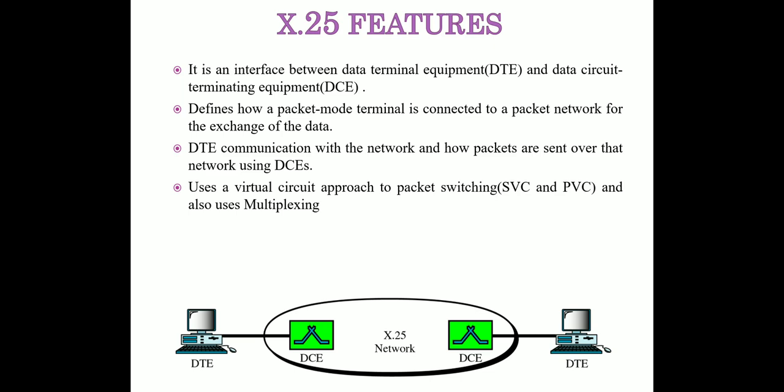X.25 uses the virtual circuit approach of packet switching and also uses multiplexing. So if you see the figure below, it clearly indicates that X.25 is DTE to DCE, DCE to DCE, and then DCE to DTE. So the entire thing is an X.25 network.